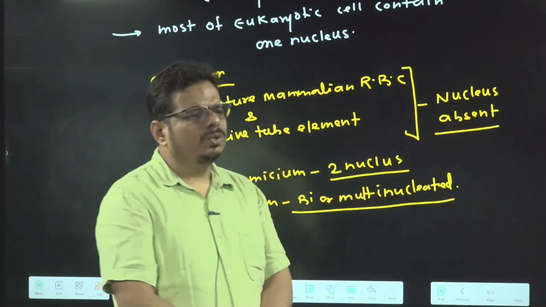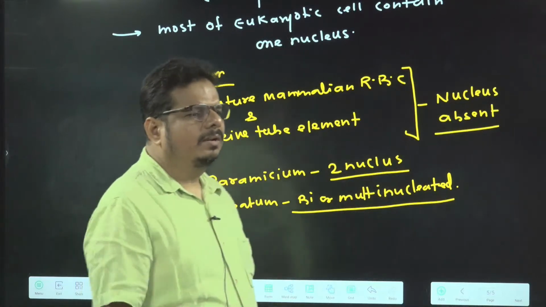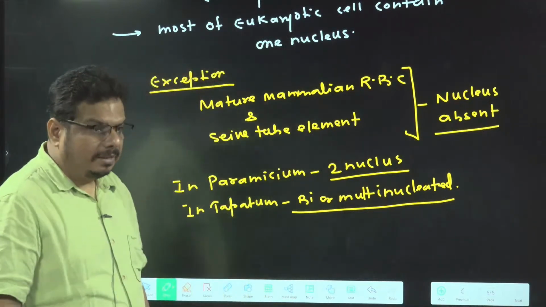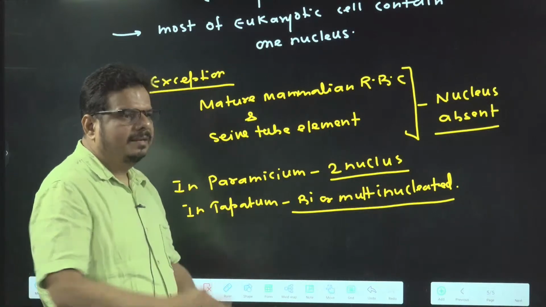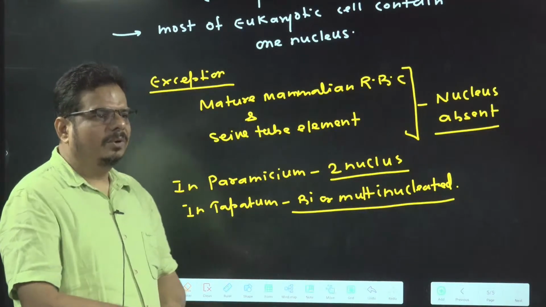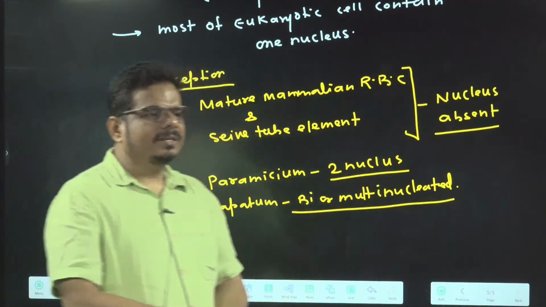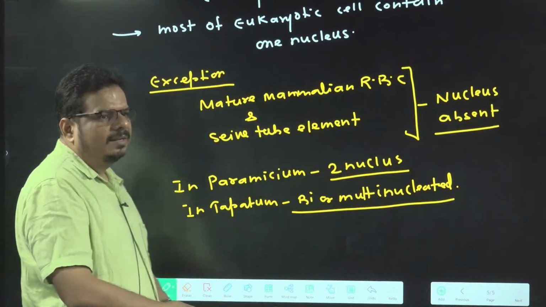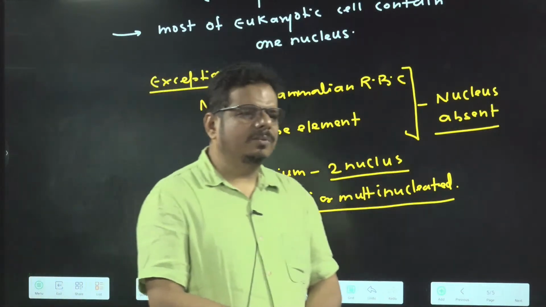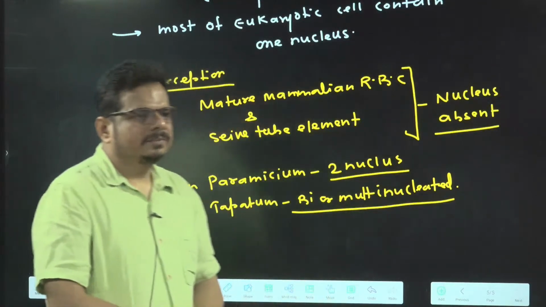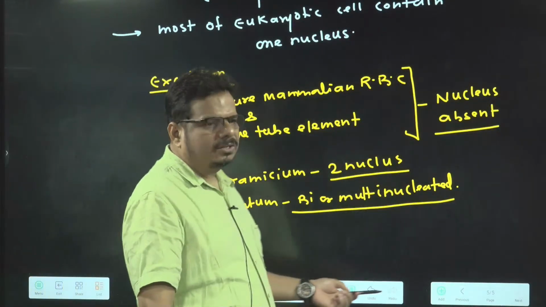Otherwise, most of the cells have how many nuclei? One nucleus. Is it clear? But it is in eukaryotic cells. Mind this line. Not in prokaryotic cells. We already discussed that in prokaryotic cells a well-defined nucleus is absent. Now we are going to deal with the structure of the nucleus.